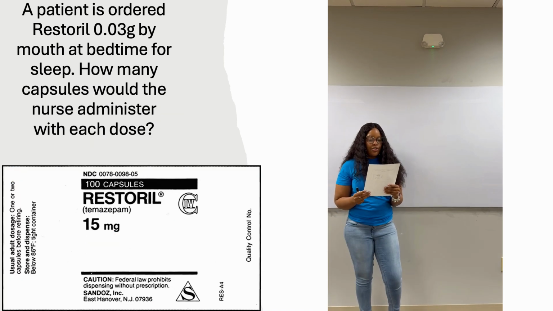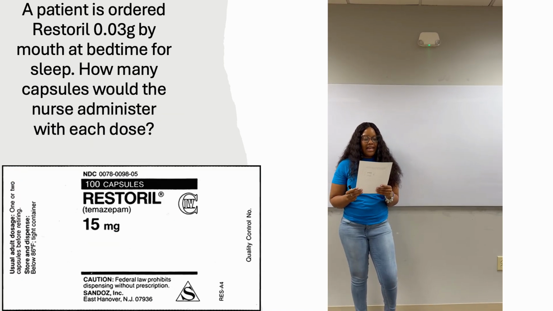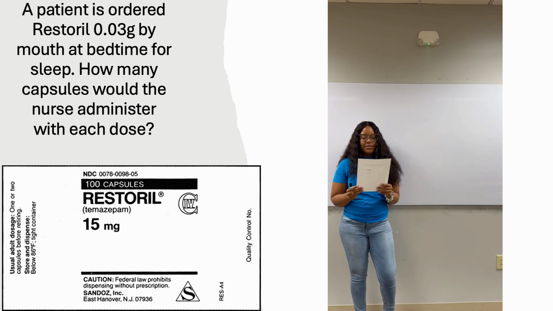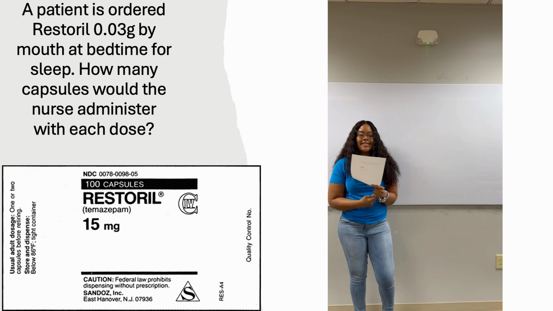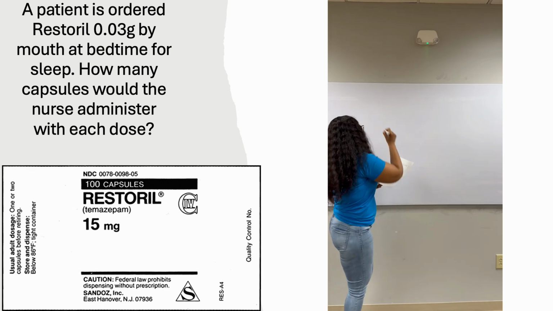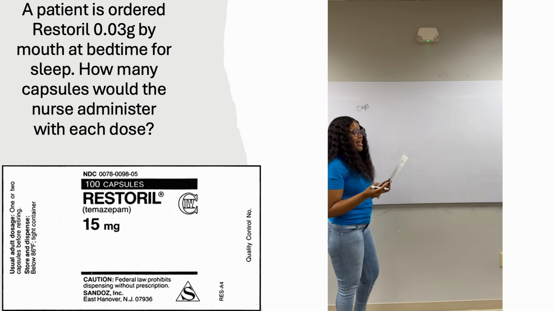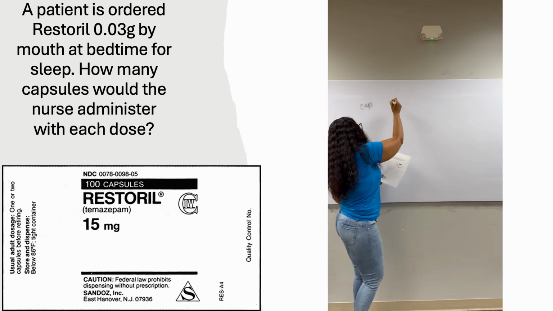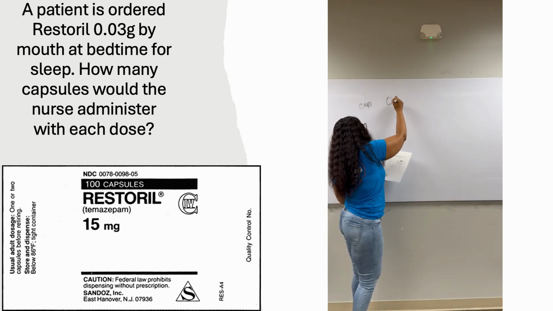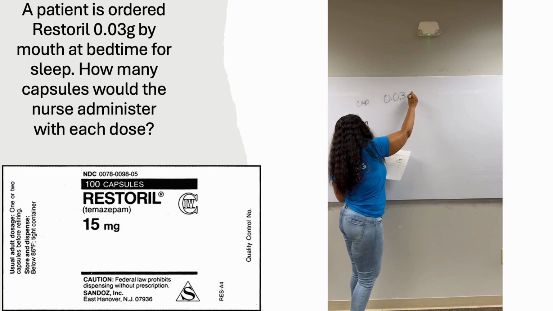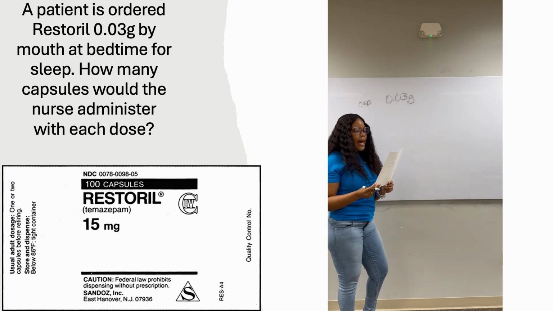Restoril is ordered, 0.03 grams by mouth at bedtime for sleep. How many capsules would the nurse administer with each dose? So this question is asking for capsules, so we're going to write capsules to the side, okay? So let's start with the physician's order. So the physician ordered 0.03 grams. So let's go to our label.